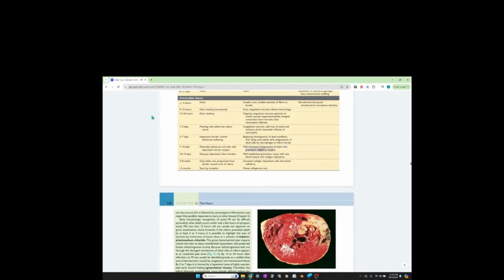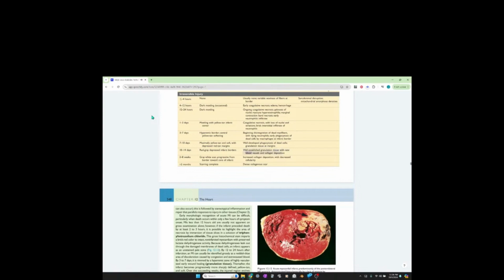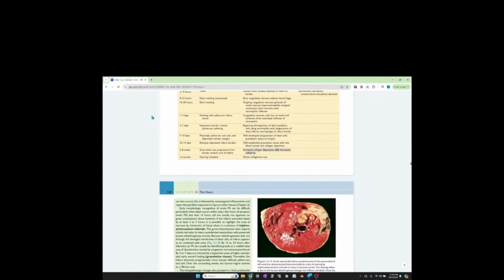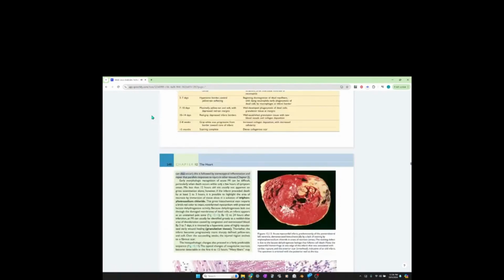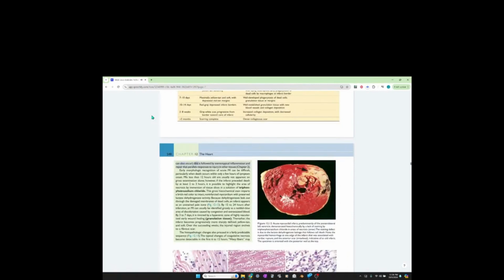Granulation tissue at the margins, well-established granulation tissue with blood vessels and collagen deposition, increased collagen deposition, with decreased cellularity. Electron microscopy shows relaxation of myofibrils, glycogen loss, mitochondrial swelling, sarcomere disruption, and mitochondrial amorphous densities can also occur. This is followed by stereotypical inflammation and repair that parallels responses to injury in other tissues.